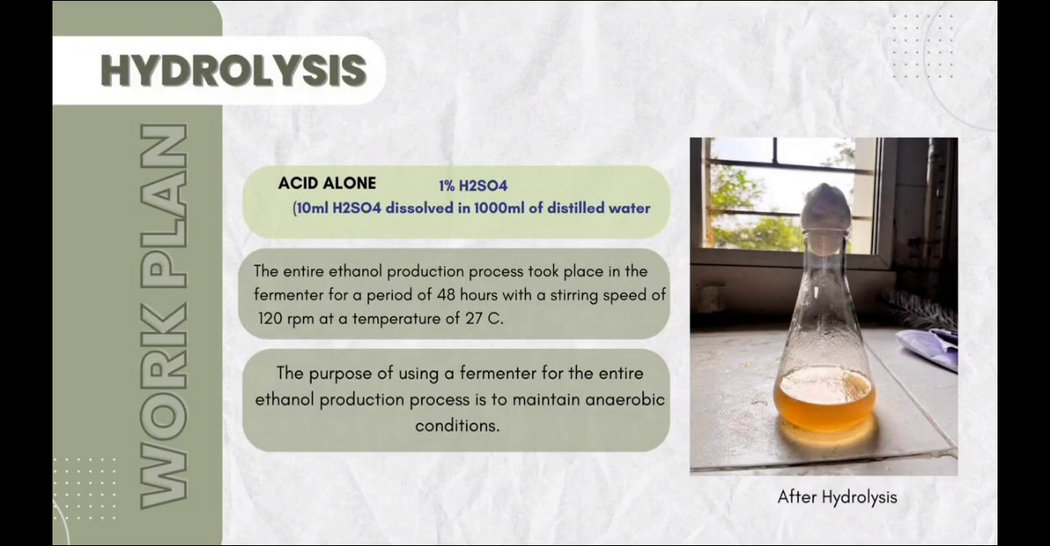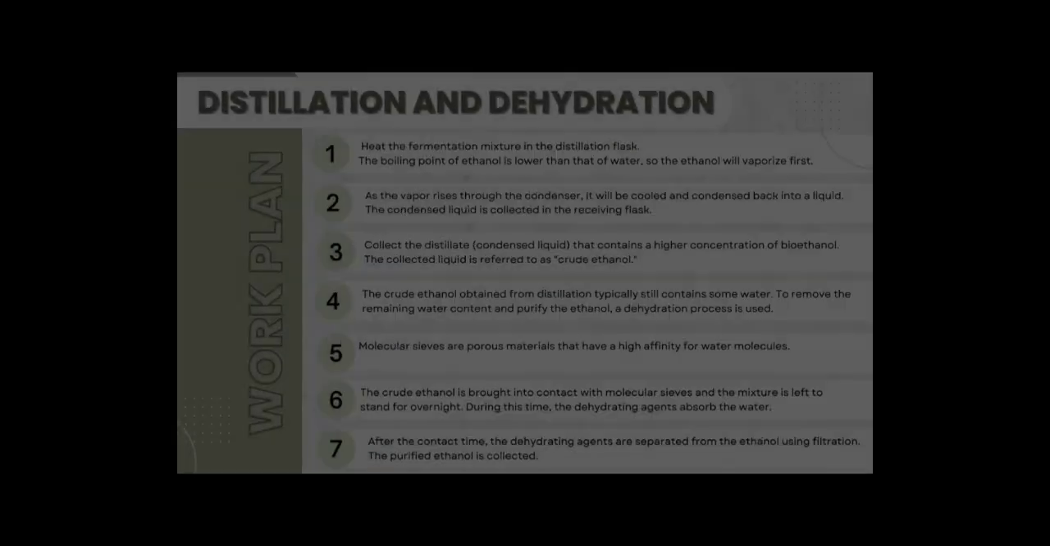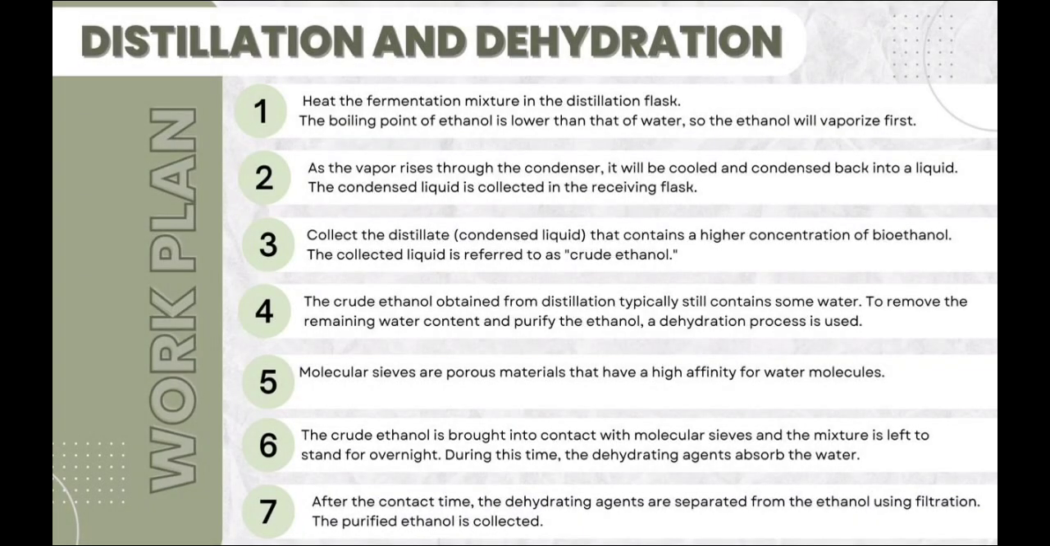In hydrolysis, we have used acid alone. 1% H2SO4, that means 10 ml of H2SO4 dissolved in 1000 ml of distilled water. And the last step is distillation and dehydration. First, we need to heat the fermentation mixture obtained from the food waste in the distillation setup. The boiling point of ethanol is lower than water, so ethanol vaporizes first. In the receiving flask, we collect the distillate, which is known as crude ethanol. To remove the water, we have to use a dehydration process.